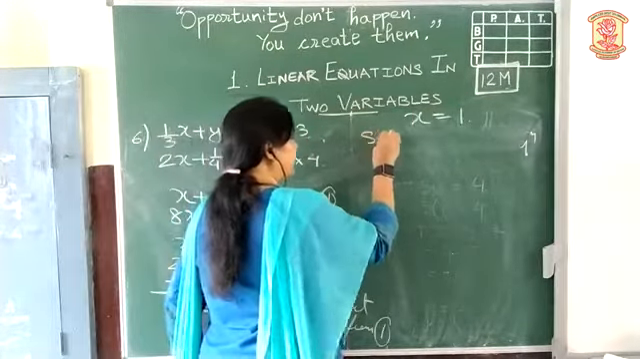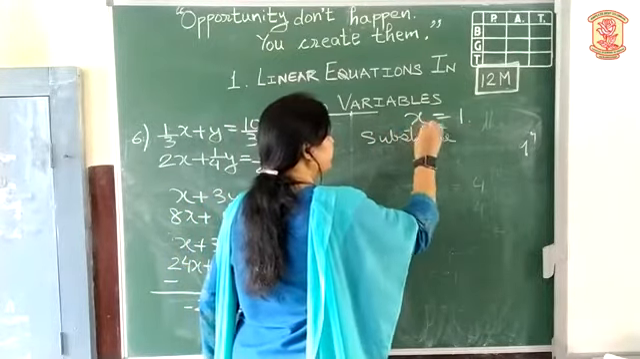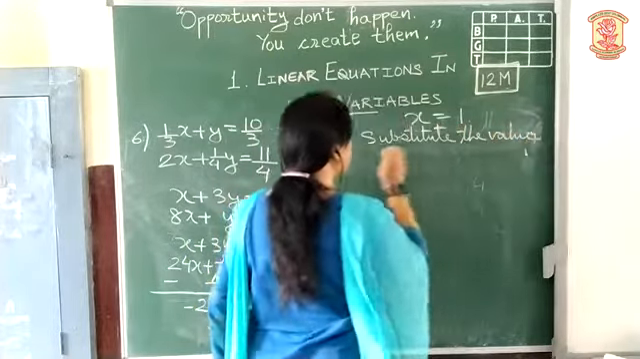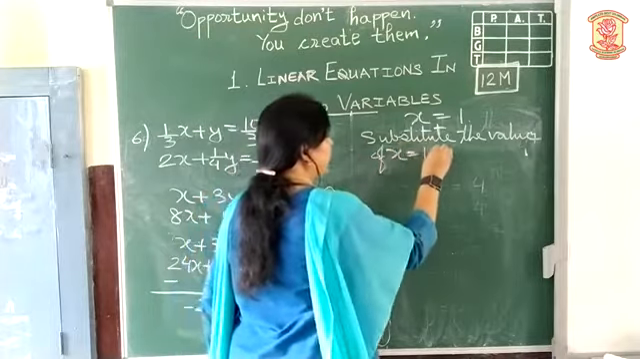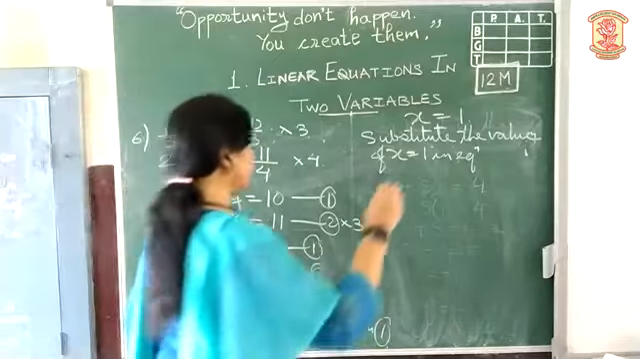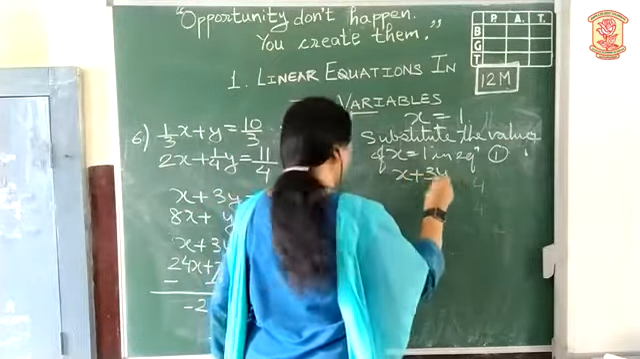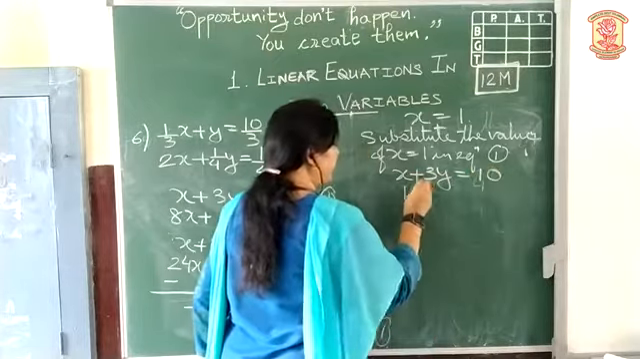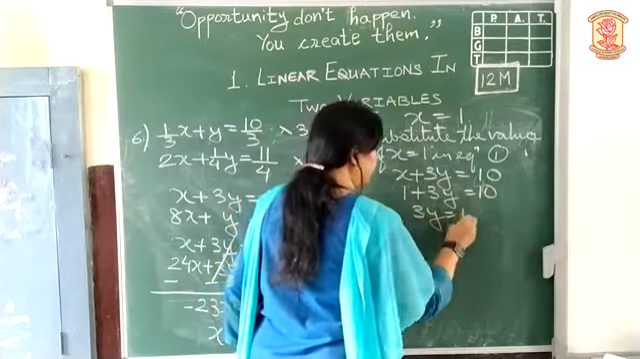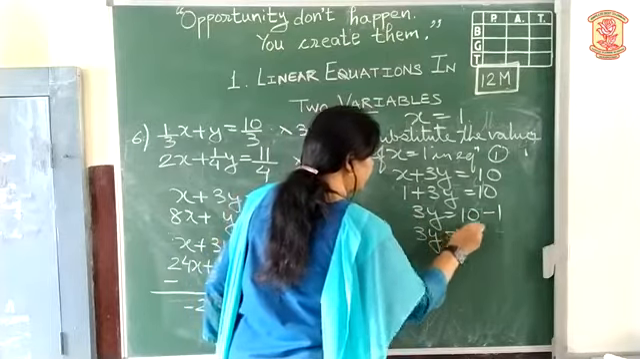Similarly, as we have done in the previous problems, substitute the value of x equals to 1 in an equation. Which of the two is the simpler one? We'll take the first one, equation 1, that is x plus 3y equals to 10. That is 1 plus 3y equals to 10. So 3y will be 10 minus 1, when it goes on the other side, the sign changes to minus. So we get 3y equals to 9.